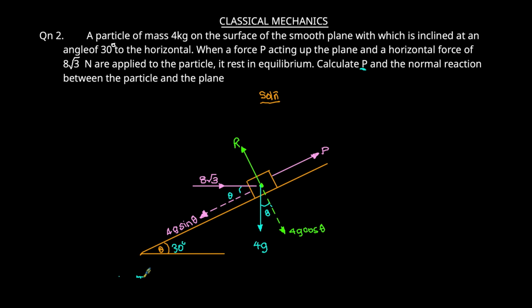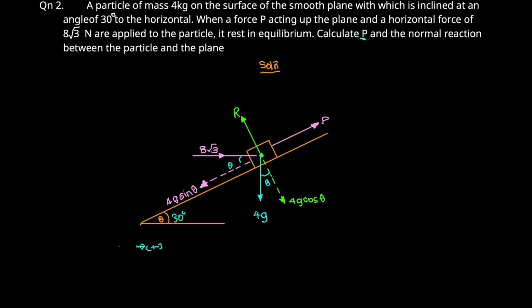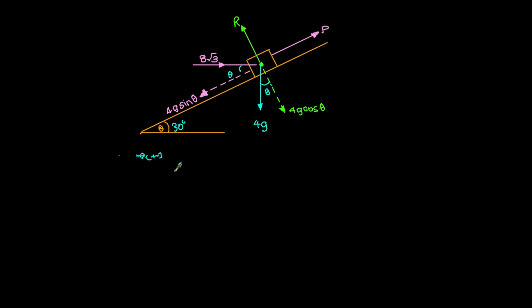let's resolve horizontally. Now horizontally we have P plus 8 root 3 cosine of 30 degrees must be equivalent to 4g sine of 30 degrees.